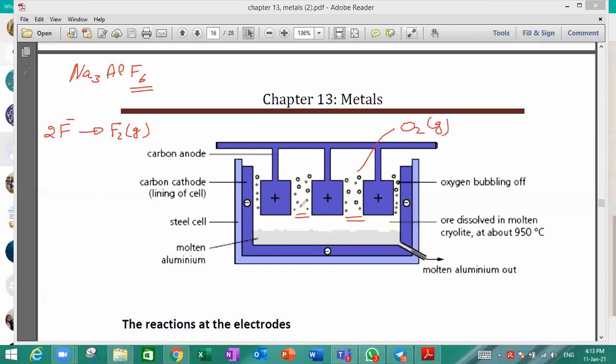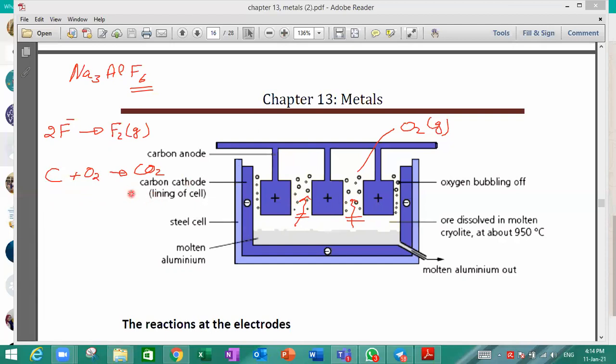So as oxygen gas is coming out from in between the positive electrodes, we will find that the positive electrodes are made up of graphite carbon, so it will react with oxygen, forming carbon dioxide gas. So as oxygen is released from the electrolytic cell, it will react with the material of the positive anodes, which are made of graphite carbon. So the carbon would react with oxygen, forming carbon dioxide.